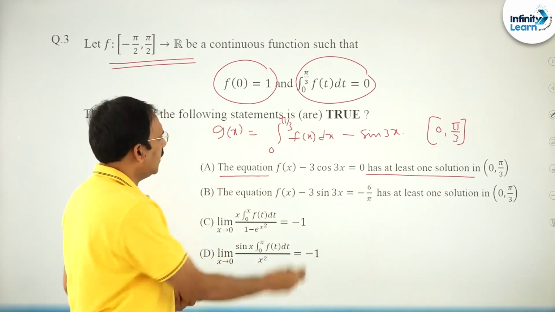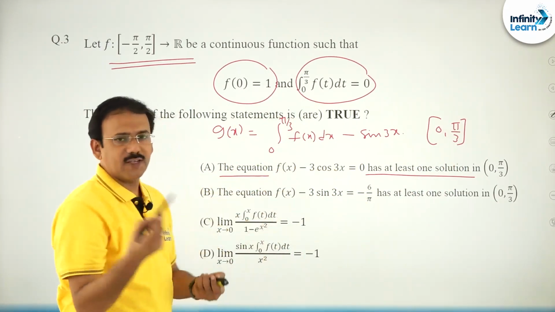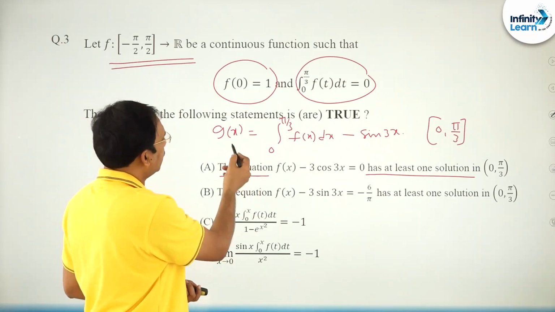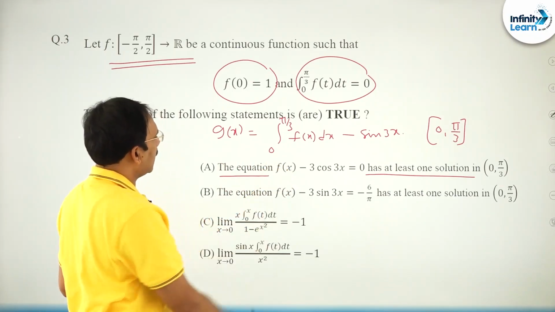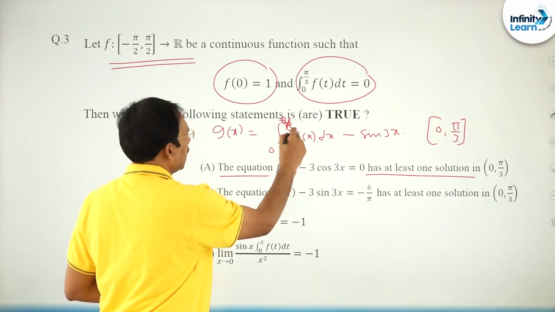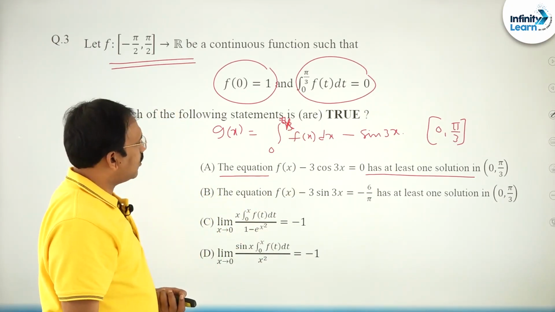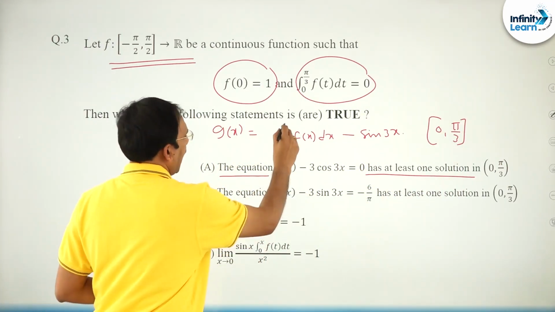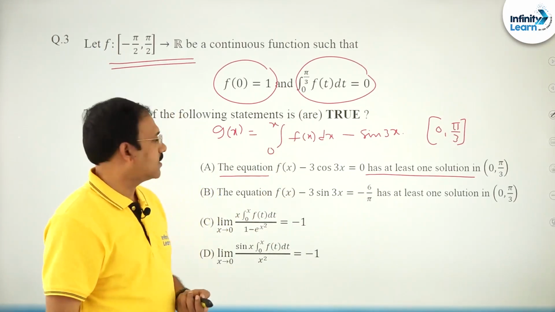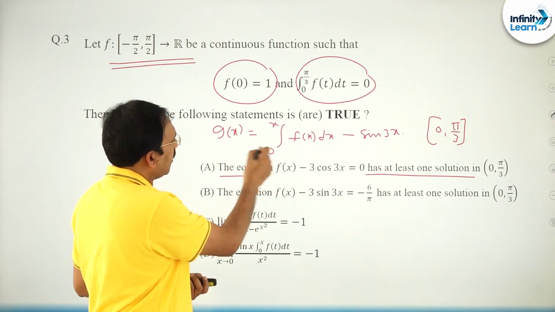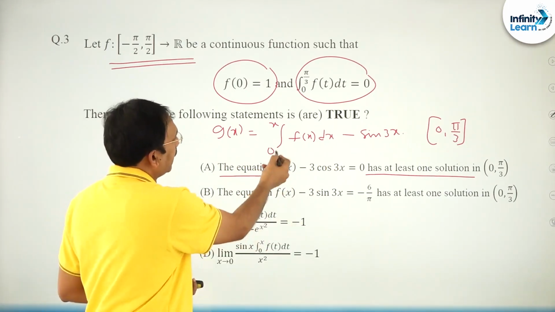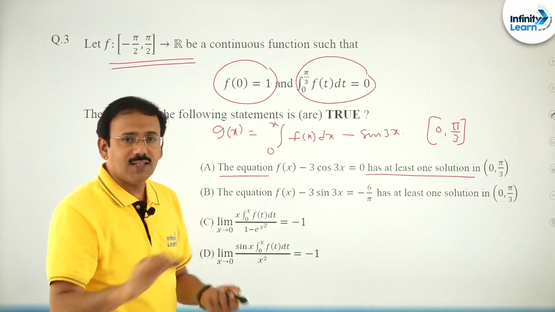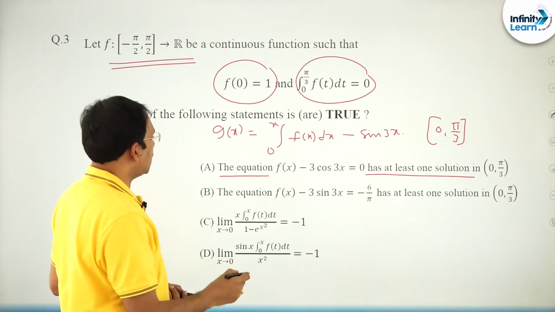Now clearly f is continuous, so this function g of x is continuous on that interval, and differentiable even. And g of 0 is going to be 0, since you take g as the integral from 0 to x of f of x dx, right friends. Now g of 0 is definitely 0, and g of pi by 3 is also 0, and this is going to satisfy all the conditions of Rolle's theorem, my dear friends.